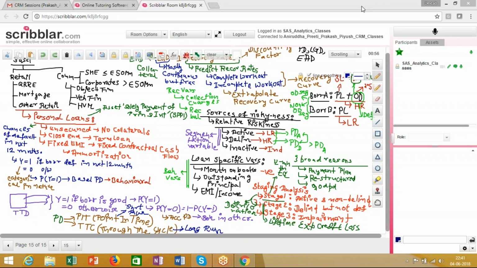So the through the cycle PD estimate is an estimate. You can think about it as a long run PD estimate, a long run conservative estimate of probability of default, which would remain more or less unchanged throughout a business cycle. So if I need to predict such a variable, I need variables which remain more or less unchanged. This is where the through the cycle concept comes in.